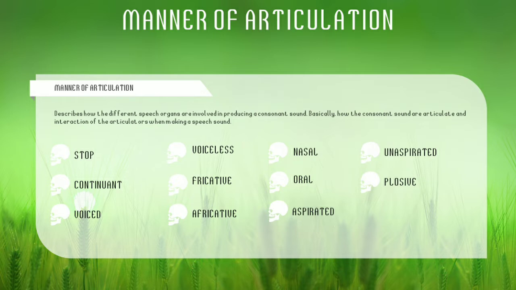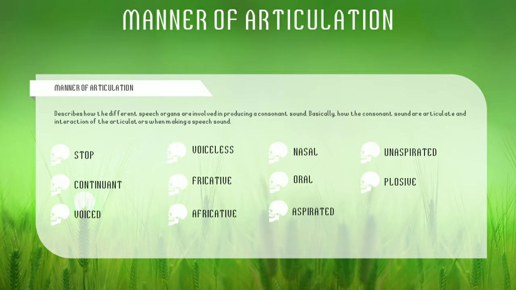last week. So now we are group 5. We are going to explain about manner of articulation. Me as the first speaker, I'm going to explain about stop, continuant, voiced, and voiceless. And my friend Putri will discuss about fricative, nasal, and oral. And the last is Ridwan. He will explain about aspirated, unaspirated, and plosive. So let's start.